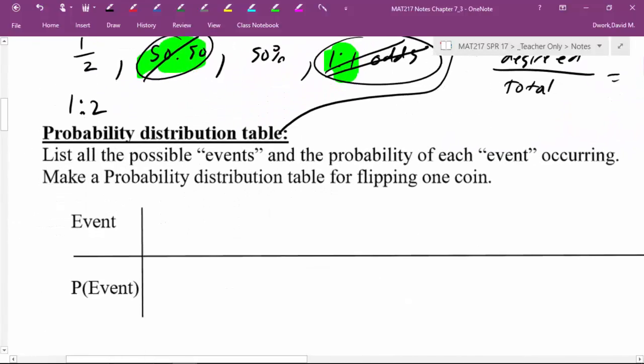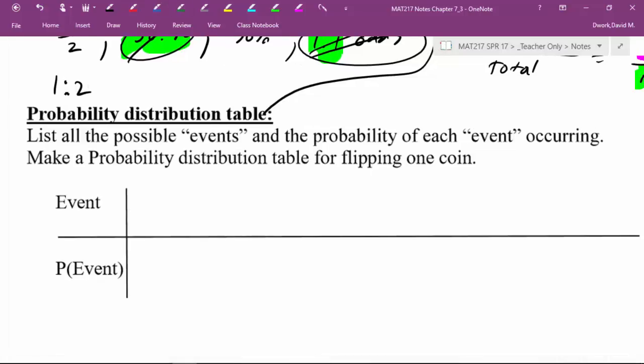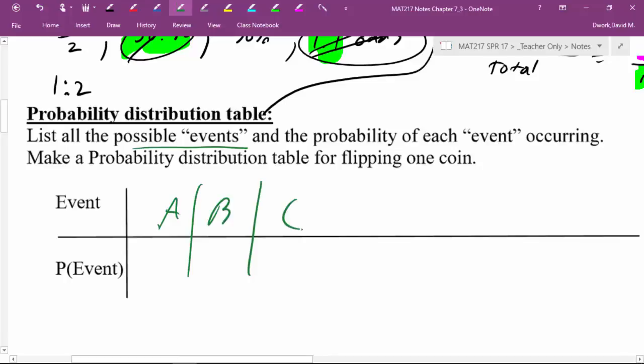Okay. So that's the basics of probability. Now let's get the basics of a probability distribution table. A probability distribution table is a simple idea. It lists all of the possible events and the probability for each of those events. So what that means is, let's say we had 3 different events, maybe A, B, and C. Don't fill this in because we're going to fill in something else in the notes. I'm going to erase this. A, B, and C. Then the probability of A happening maybe is 1 out of 4. The probability of B happening is maybe 1 out of 4. The probability of C happening is 2 out of 4.